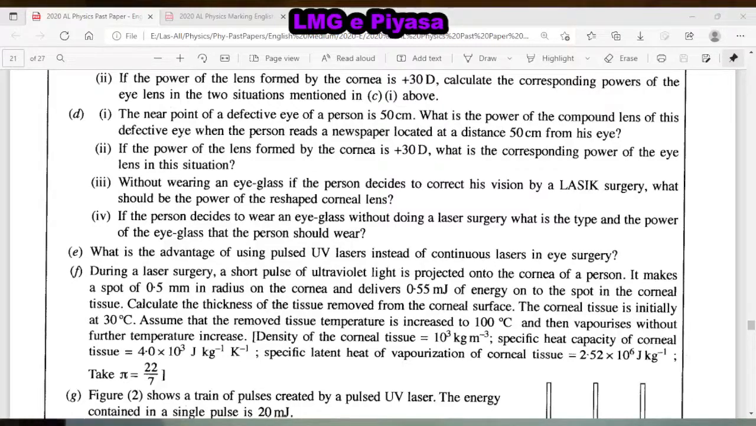Corneal tissue is initially at 30 centigrade. Assume that the removed tissue temperature is increased to 100 centigrade and then vaporizes without further temperature increase. Right? The density of the corneal tissue is 10 to the power of 3 kilogram per cubic meter. Specific heat capacity is given, latent heat is given, right? So you have to find the length, the width of the layer.